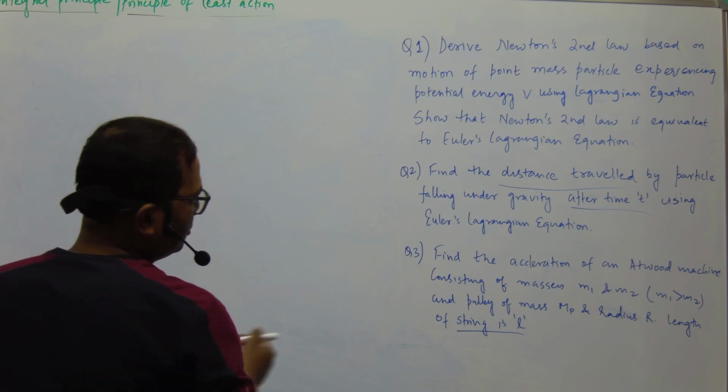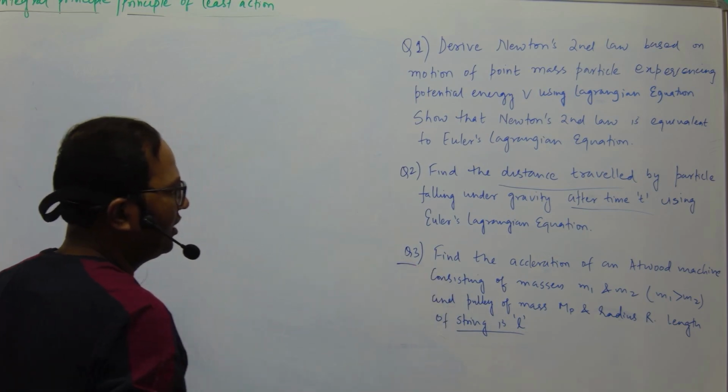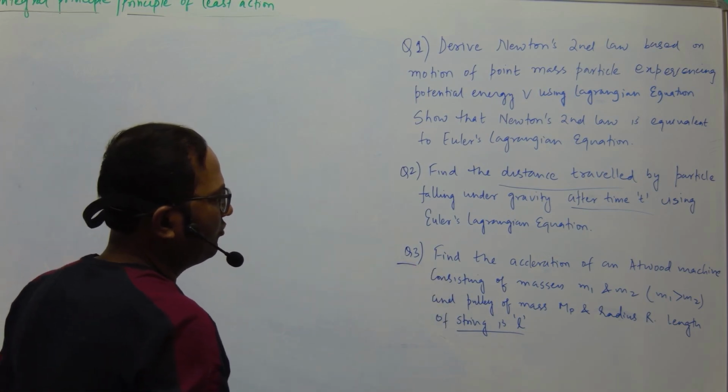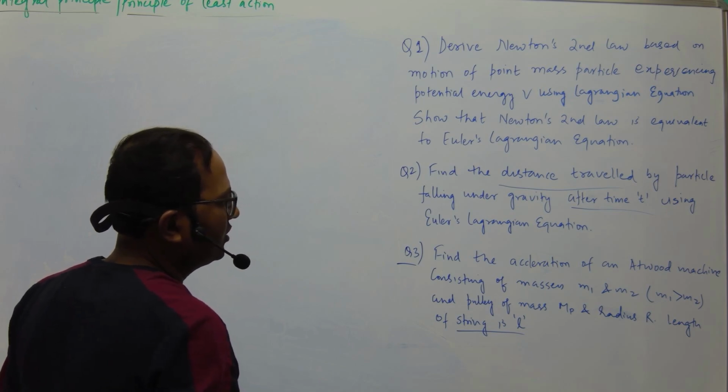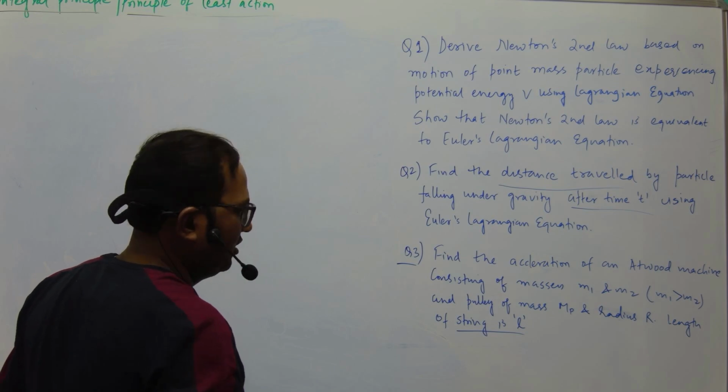Now let us discuss question number 3. Find the acceleration of an Atwood machine consisting of masses m1 and m2, where m1 is greater than m2, a pulley of mass mp and radius r, and the length of the string is l. So how can we solve this?